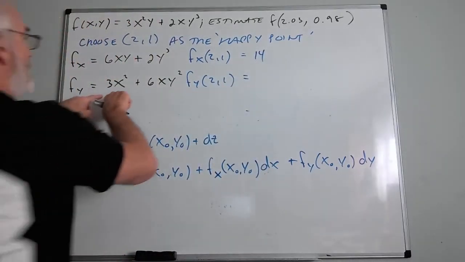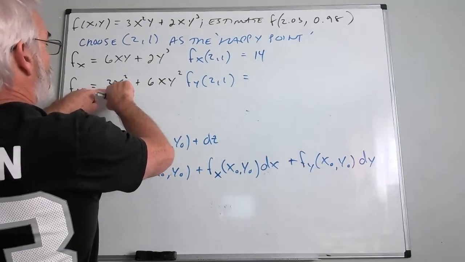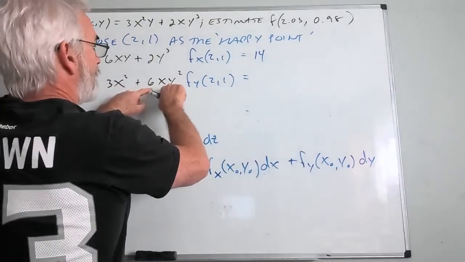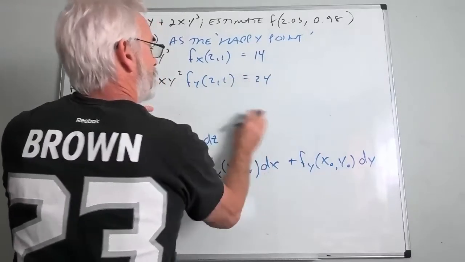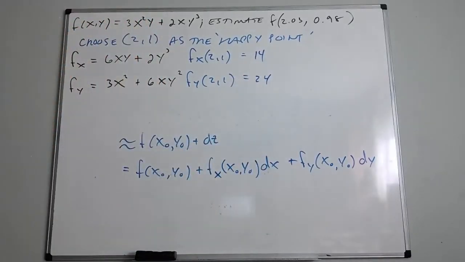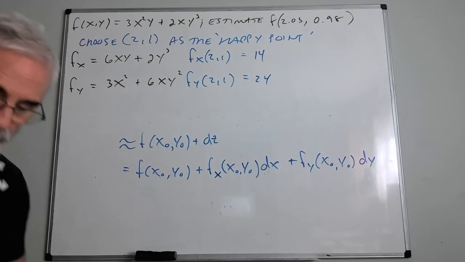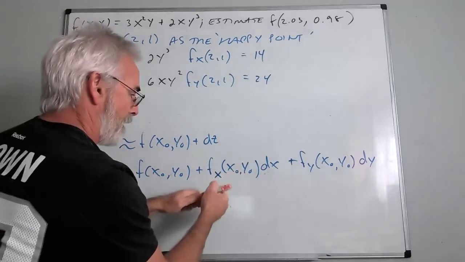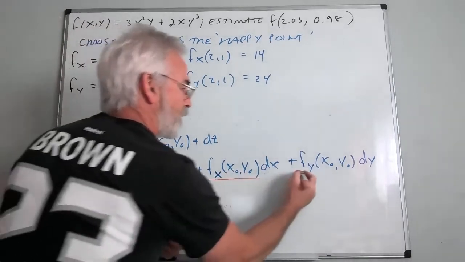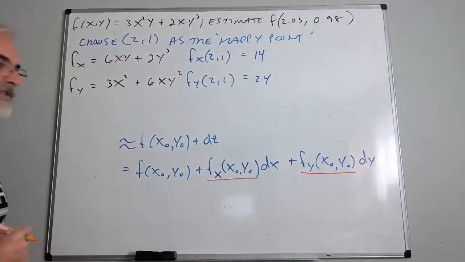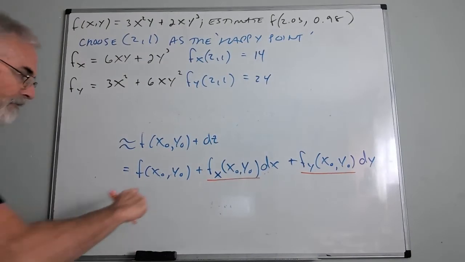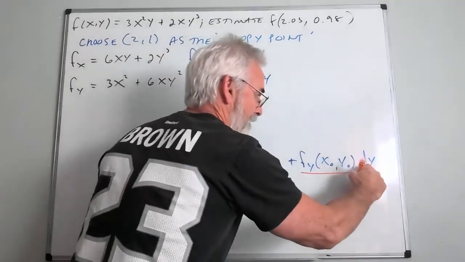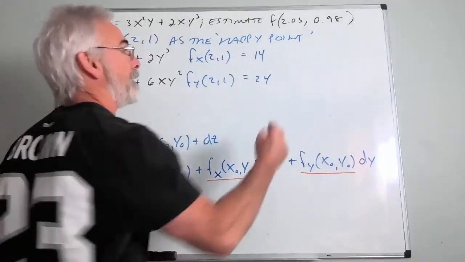Okay. 2, 1. So 3 times 2 squared, that's 12. 6 times 2 times 1 squared, that's also 12. So that's 24. I'm almost done. Now there is one more piece. Well, actually there's 2 more pieces. We just figured out this, and we just figured out this. So actually there's 3 more things we have to calculate. We have to calculate this, and this, and this. So let's start with these guys because they're easier.